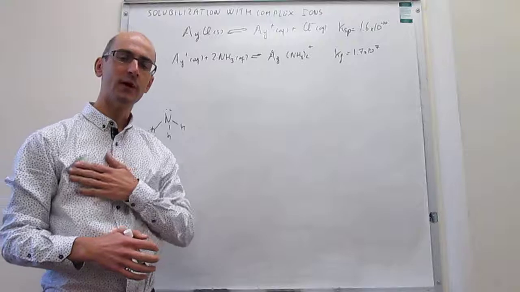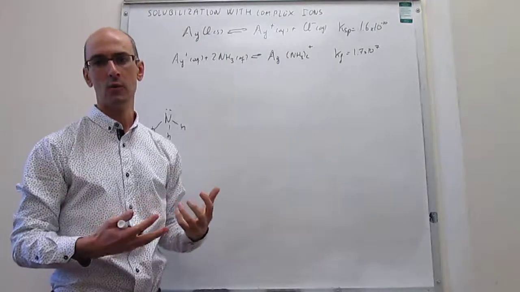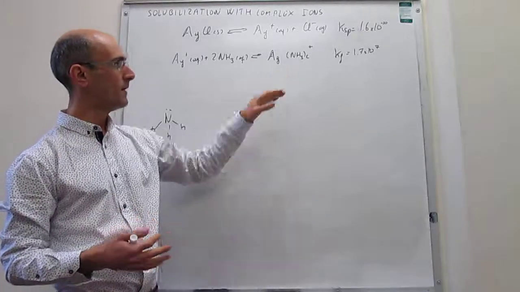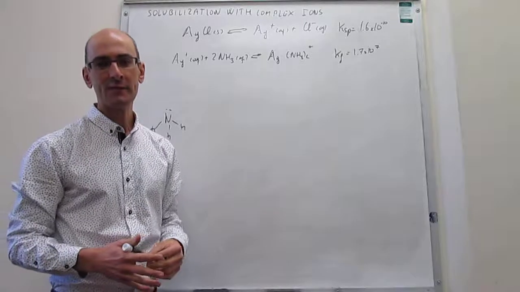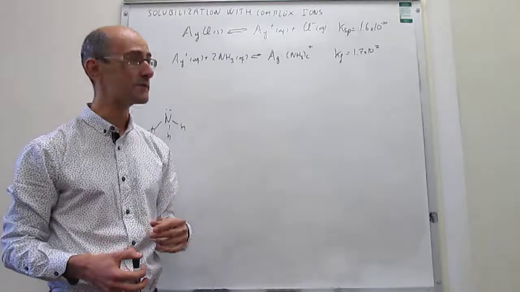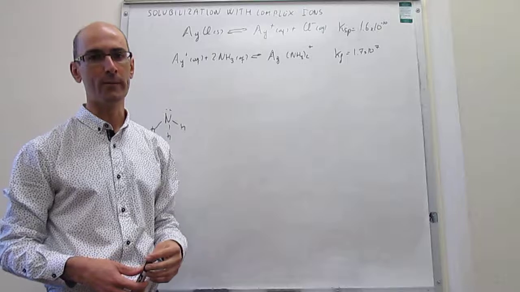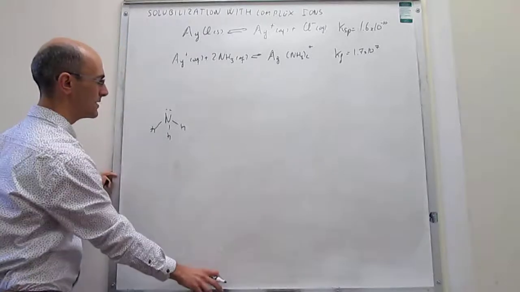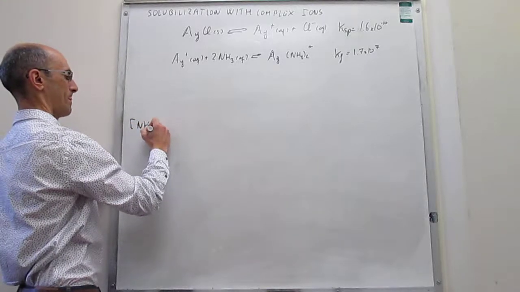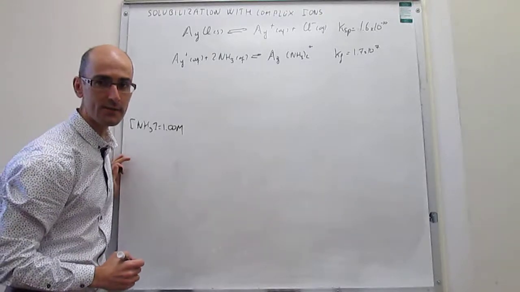So the idea is to solubilize the silver chloride by reacting this silver plus with something that is going to lead to a very stable complex ion, which is that one. Let's do a numerical example to see exactly how this works. The idea is to calculate the solubility of silver chloride in an aqueous solution of 1 molar ammonia. Our concentration of ammonia will be 1.00 molar.